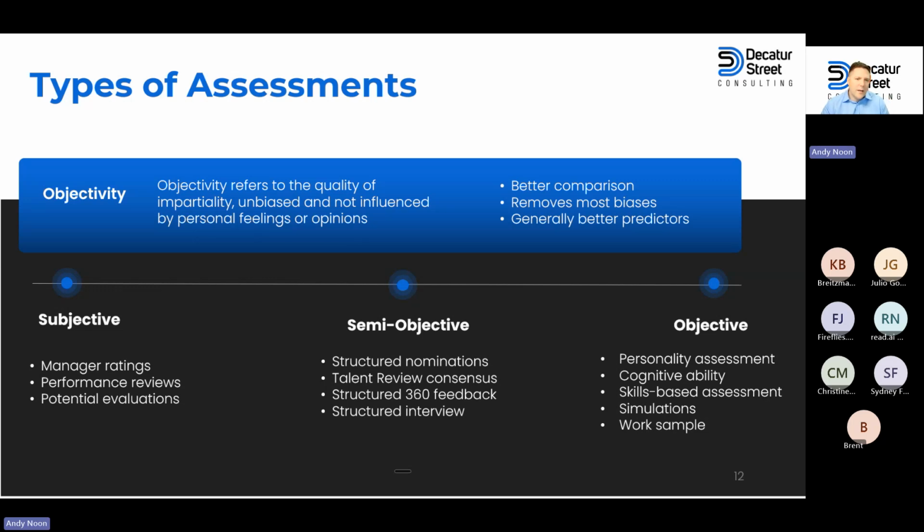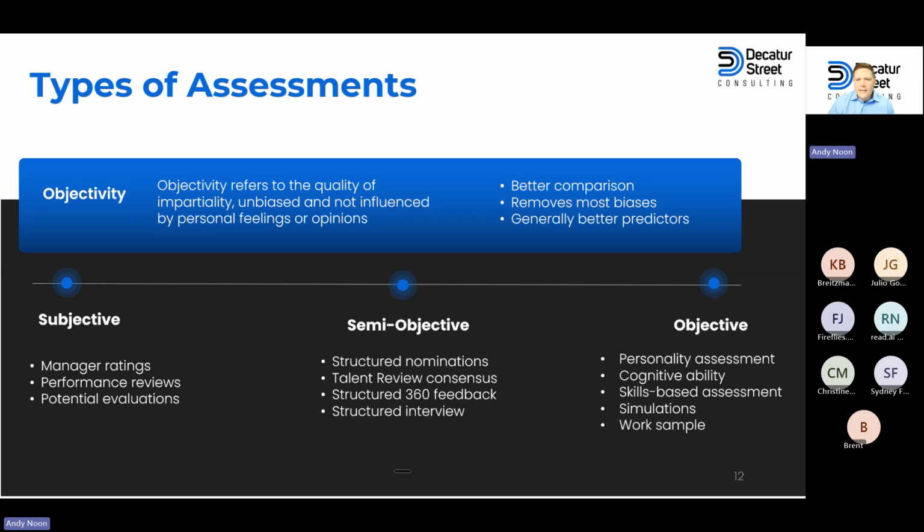So when it comes to assessments, there's a lot of thought process on this, and I'm going to talk about it from the standpoint of what I think is really valuable in a succession planning thought process: this idea of objectivity. Objectivity just refers to the idea of impartiality, unbiased, and not influenced by a person's feelings or opinions. So it's something that takes it outside of the judgment of the manager or whoever's making those judgments.